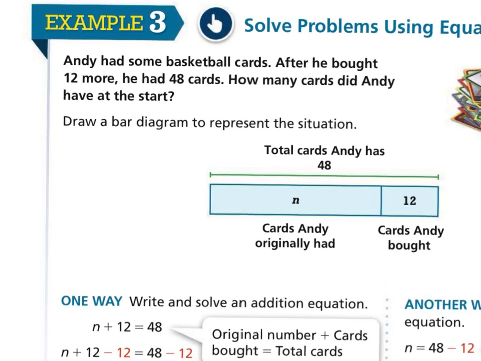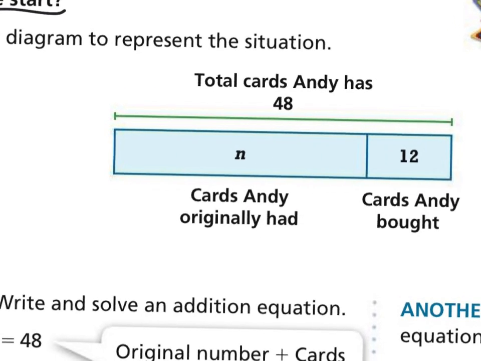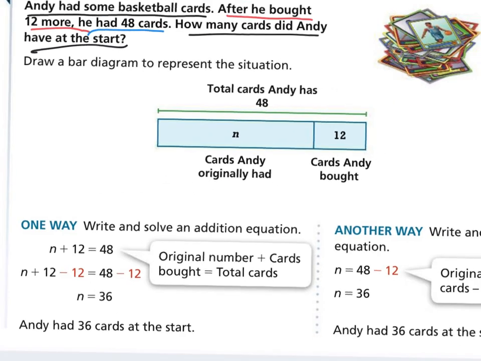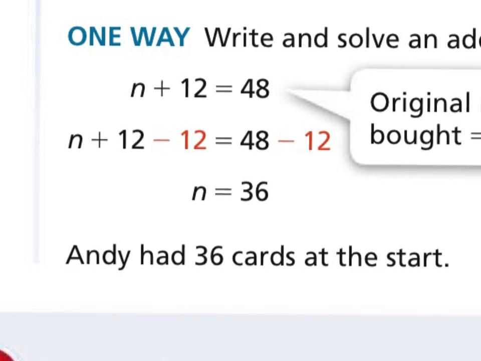Example 3, Andy had some basketball cards. After he bought 12 more, he had 48 cards. So how many cards did he have at the start? They did a bar diagram. So he had n, and he bought 12 more, and then that's equivalent to the 48 that he has altogether. So we could write this equation, n plus 12 equals 48. The number he started with plus 12 gave him 48.